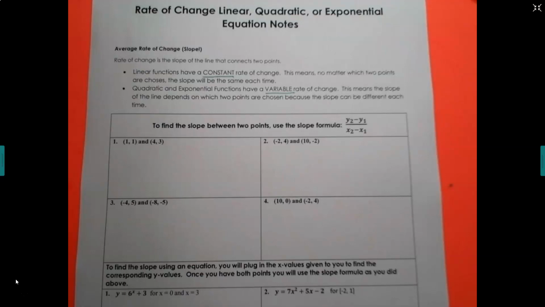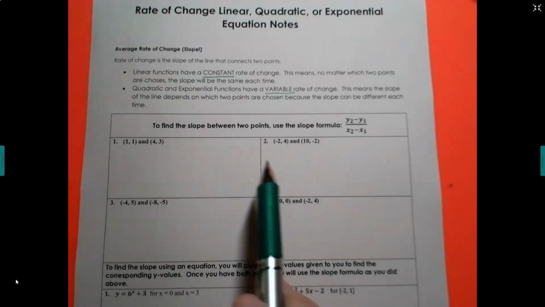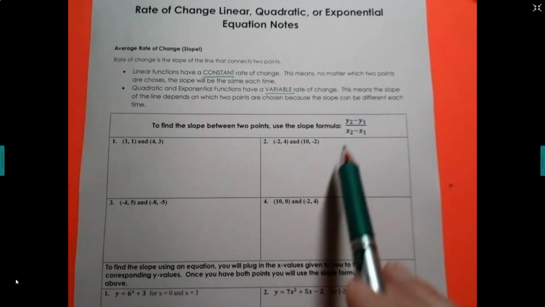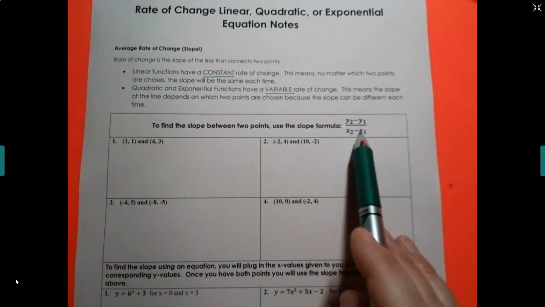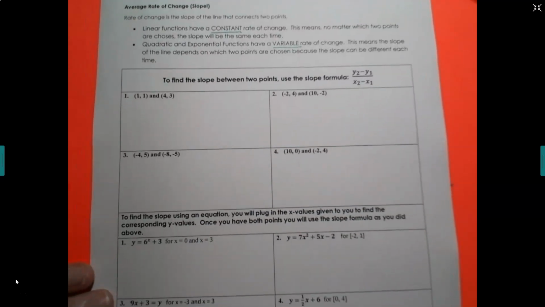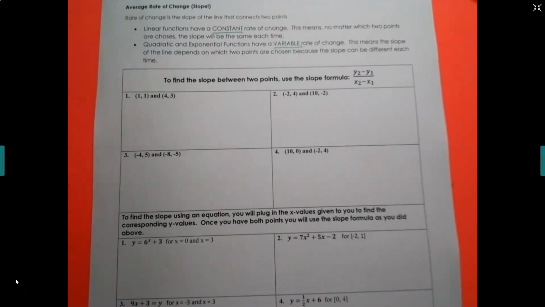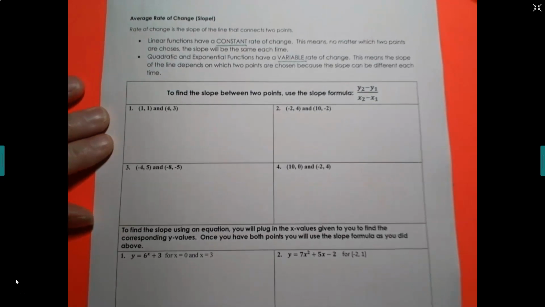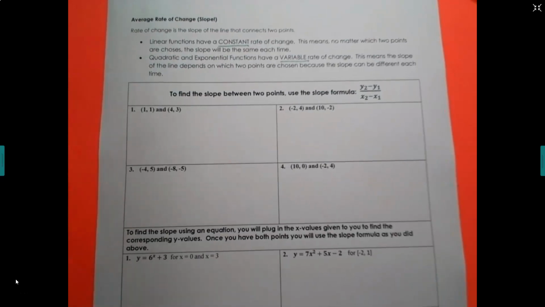But lucky for you, they are calculated the same way. They're all calculated using our regular slope formula, y2 minus y1 divided by x2 minus x1. So to warm us up and get us back on track, I've got some basic examples for us here, where I'm just giving you 2 points and you're going to find the slope between the 2 points.